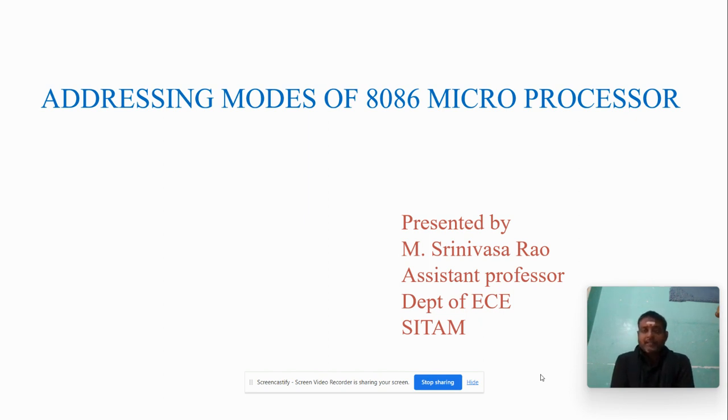The operand contains data. The opcode performs a particular operation, and the data required for that operation is provided by the operand. Okay, this is the basic instruction format of the 8086 microprocessor.